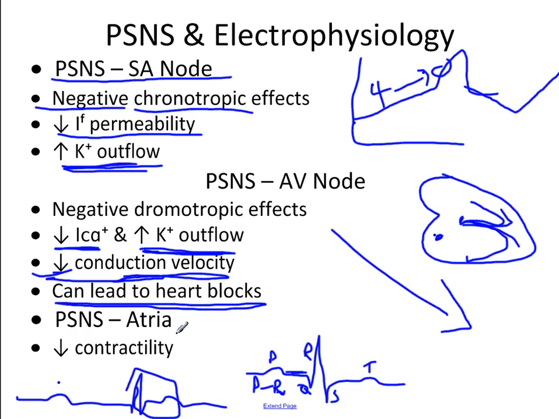And then the parasympathetic effects on the atria are just the exact opposite of the sympathetic effects on the ventricles. It's just going to decrease contractility, decrease the force of blood flow or that atrial kick of blood down into the ventricles, and just overall slows things down. So you can do the math here then.